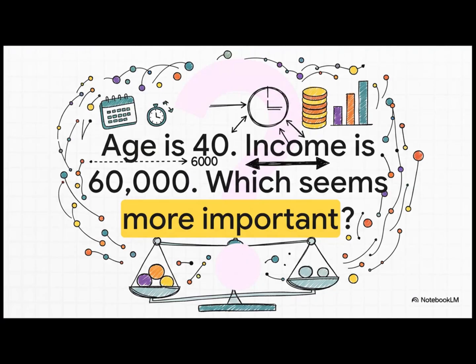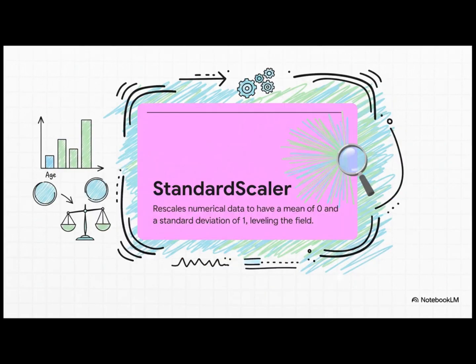Exactly. I mean, if you're a computer and you don't have any context, which number looks bigger? It's not a trick question. The model is going to give way too much importance to income just because 60,000 is a much larger number than 40. This can completely throw off the learning process, making the model think income is thousands of times more important than age, and that might not be true at all. And the fix for this is a fantastic tool called Standard Scaler.